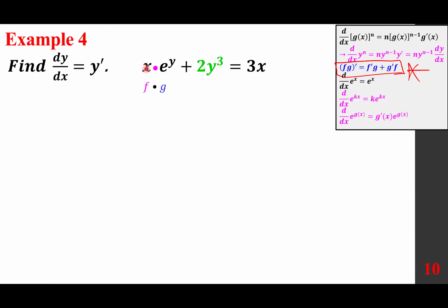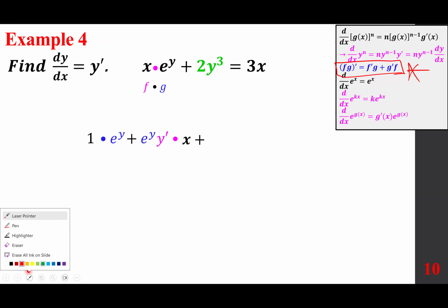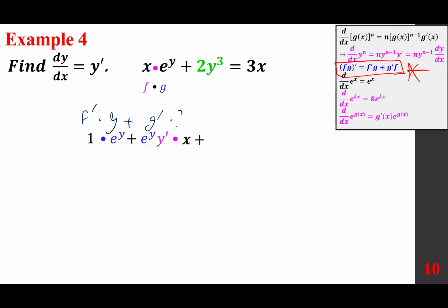So x gives you 1 times g, e to the power of y. Any exponential, you start with itself, and then times y prime, because y is a function of x. So that's using the chain rule. So e to the power of y times y prime, that's g prime. Now f is x, and this is f prime g plus g prime f.